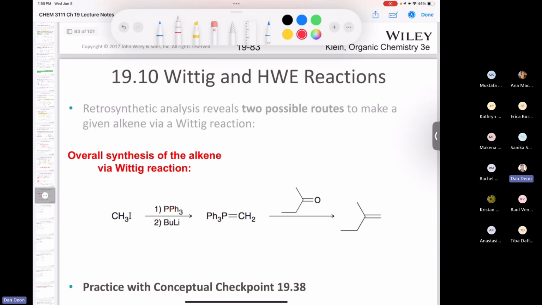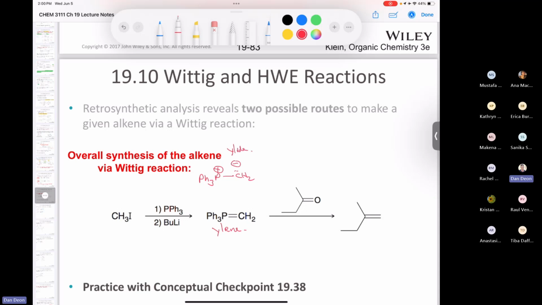So overall, here's the Wittig synthesis. First step is to take iodomethane, treat it with triphenylphosphine, right? That gives you the phosphonium salt. Then you use butyllithium to remove a proton. That gives you, in this case, the ylene. And if you want to draw the ylide, it's the exact same thing. So you'd end up with this. Okay, there's the ylide. So I could write that here, ylide.